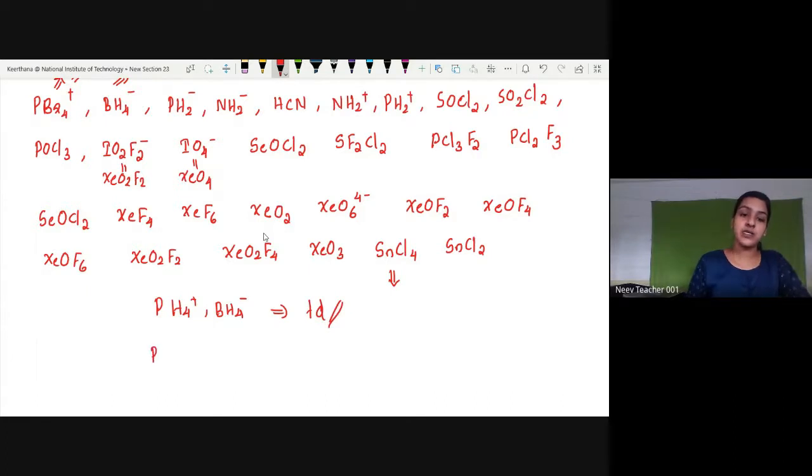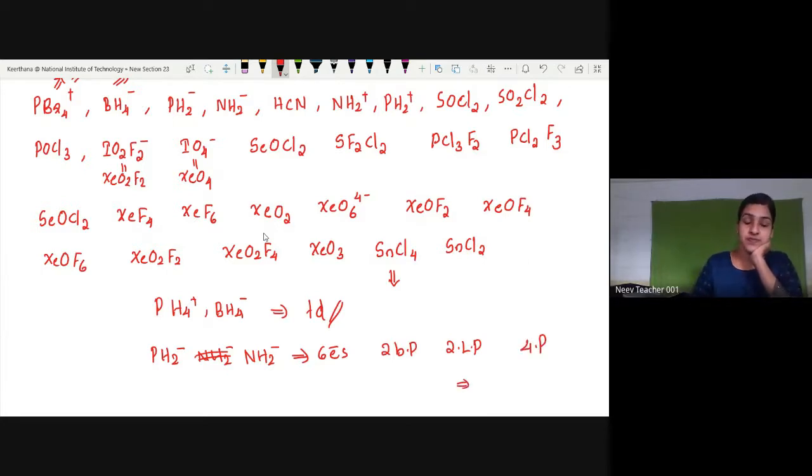So PH2 minus and NH2 minus, both. If you are taking the central atom, it has 6 electrons in the valence shell. So 2 bond pairs and 2 lone pairs, total 4. So what is the shape? Bent. Yes, bent.